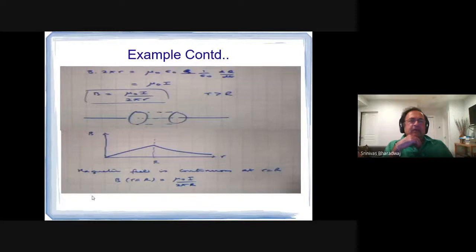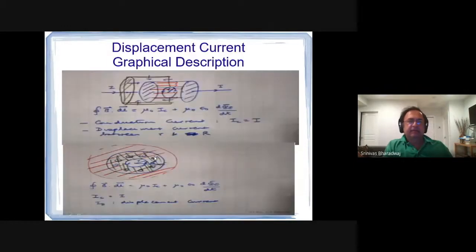We already looked at this side of it: B dot dl equals mu naught I. dl is a line integral over a circle, 2 pi r, and therefore that produces mu naught I. So the magnetic field is continuous at r equals R. Therefore, you end up with mu naught I by 2 pi r. The highest point of the magnetic field is right there at R. Now the displacement current adds the second term.